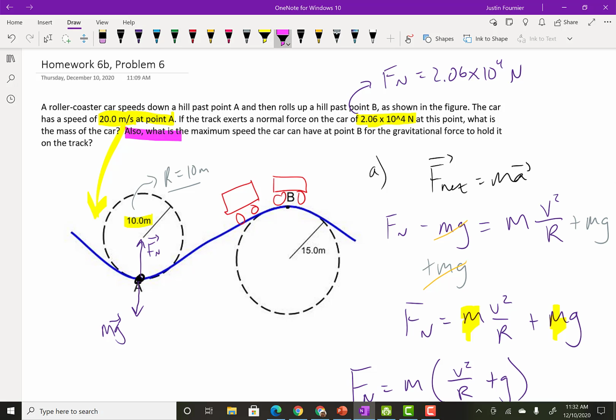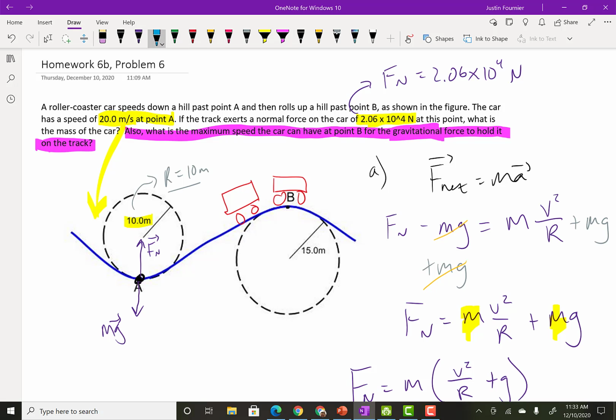So part B says, also, what is the maximum speed the car can have at point B with the gravitational force holding it on the track? Basically what this is asking, it's saying the maximum speed, right? Because I've got this diagram here.